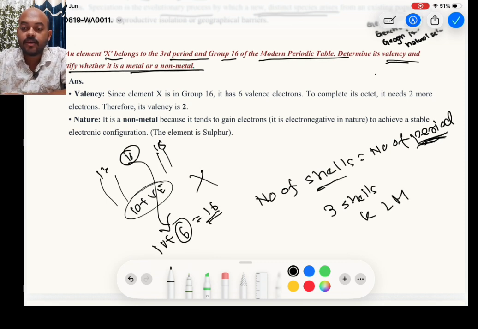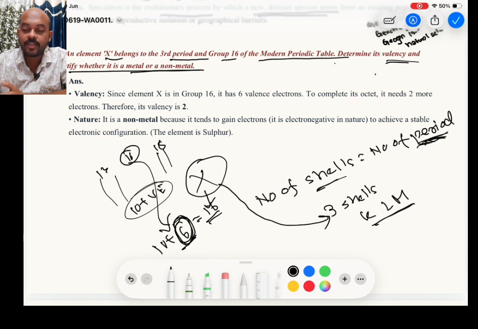Okay, so what we got is that the valence electrons are 6 in case of group 16, and there are 3 shells in case of period number 3. So determine its valency and justify whether it is a metal or non-metal. X is in group number 16 and period number 3. You are asked to determine its valency and justify whether it is a metal or non-metal.